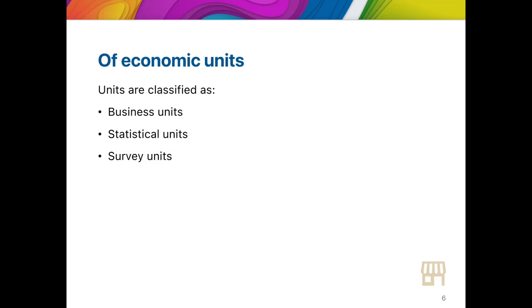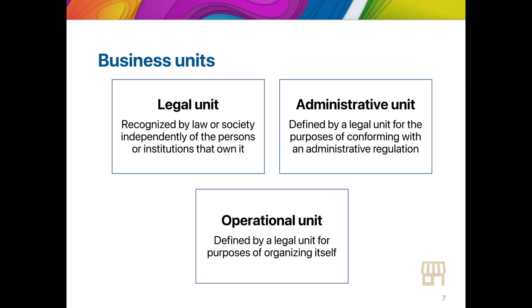Units comprising the SBR are often classified into three different categories to ensure ease of use with data analysis. They are classified as business, statistical, and survey units. For business units, these are defined through three types. Legal units are defined as entities recognized independently by law or society. This can include corporations, partnerships, or government entities. Basically, they are the foundation for most statistical and administrative data collection.